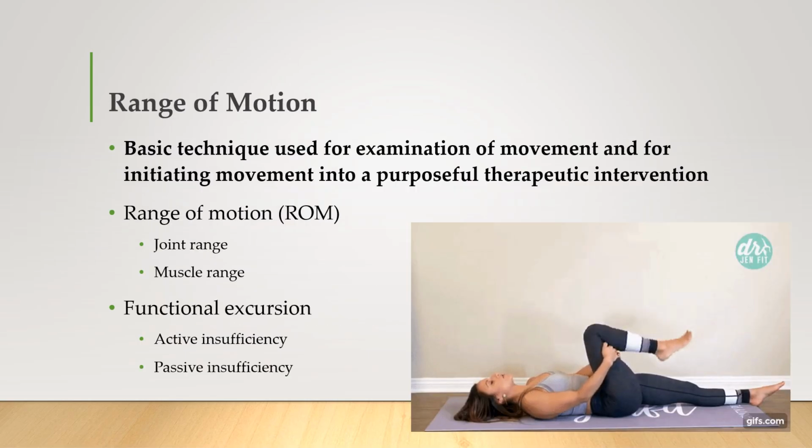Okay, so first of all, what is range of motion? It's a basic technique used for an examination or an assessment from the PTA of movement, and for initiating movement into a purposeful therapeutic intervention. So when we talk about range of motion, we're really looking at two different musculoskeletal structures. We can look at joint range of motion, and we can also look at muscle length or muscle range of motion. We talked in our lecture about the differences between those two.